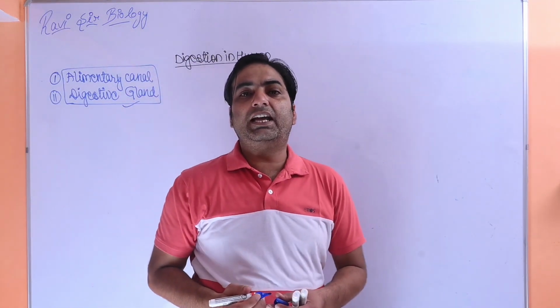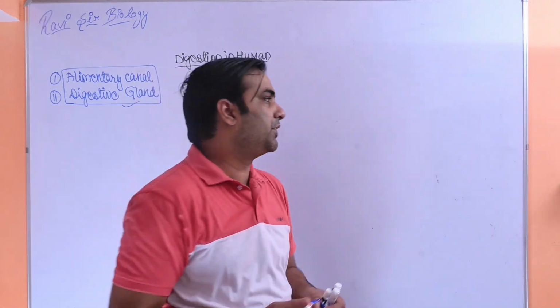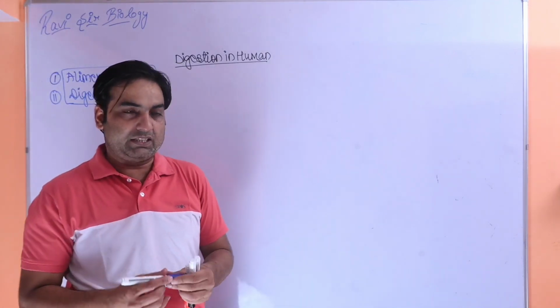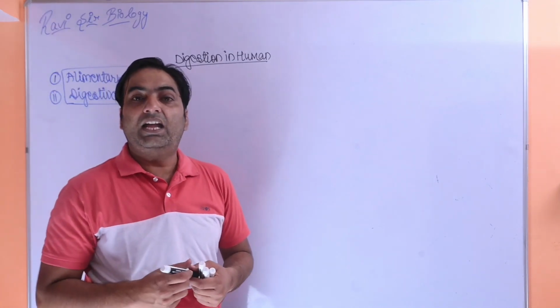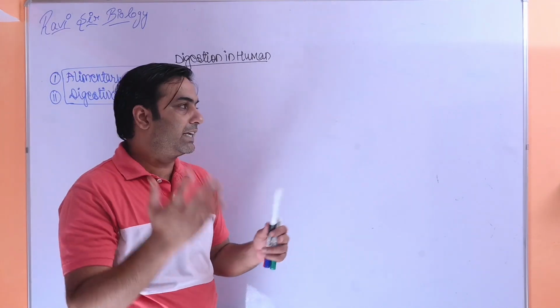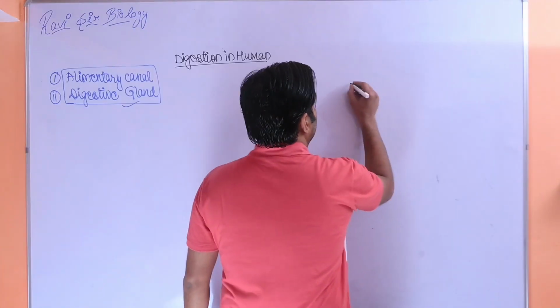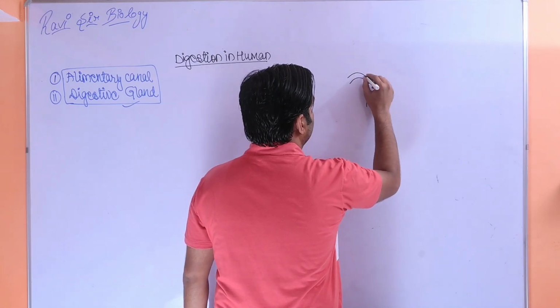These parts and their functions are very important, and by these explanations only can we understand the complete process of digestion. For this we need to draw the human digestive system again, where I will explain the complete process and mechanism of digestion. So let me draw the diagram of the human digestive system.